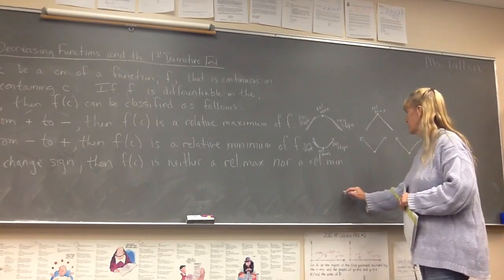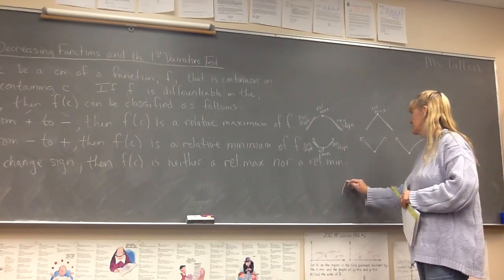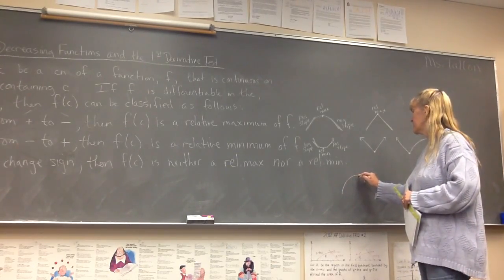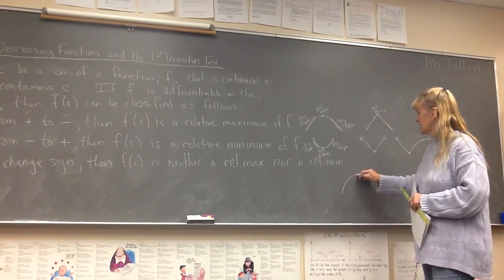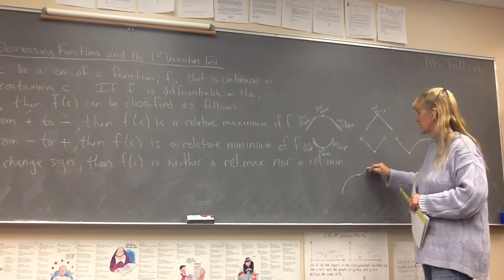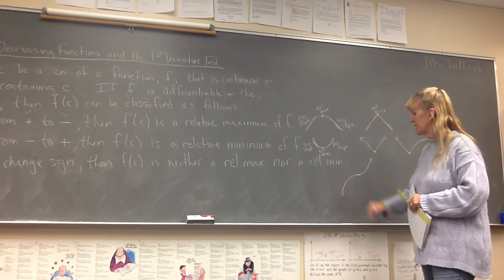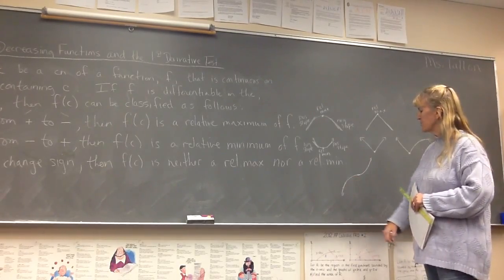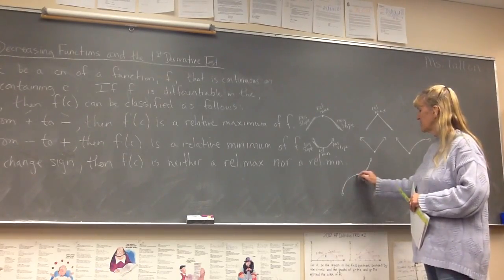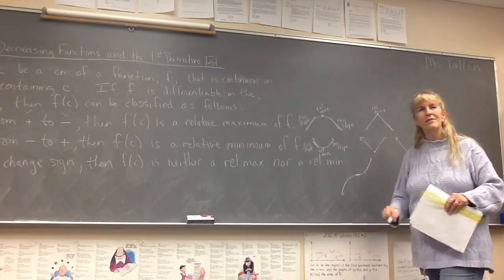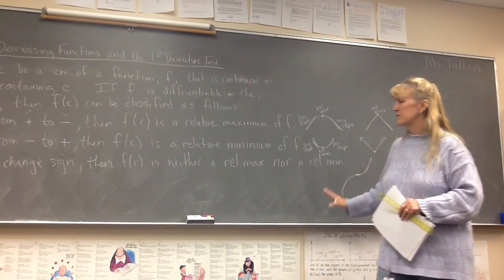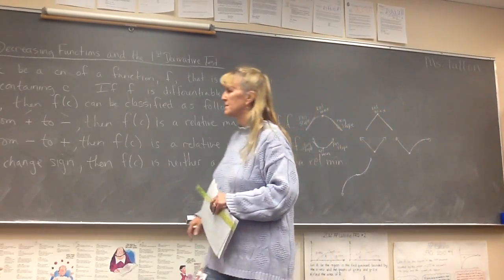Let's say the first derivative is positive, positive, positive, positive, positive. Here's a critical number where the slope of the tangent line is 0, and then I go positive, positive, positive, positive again. Slope of the tangent line was positive, slope of the tangent line is positive. This point right in here is neither a max nor a min. Not a relative max, not a relative min.